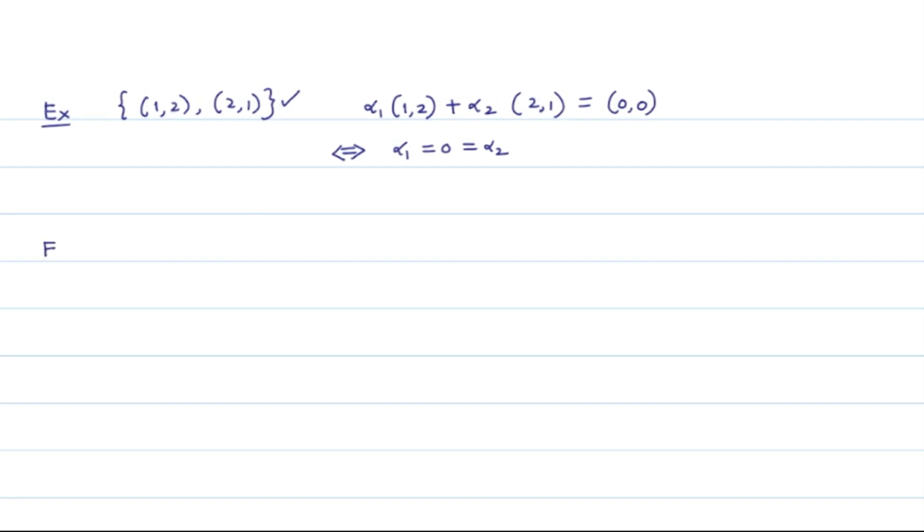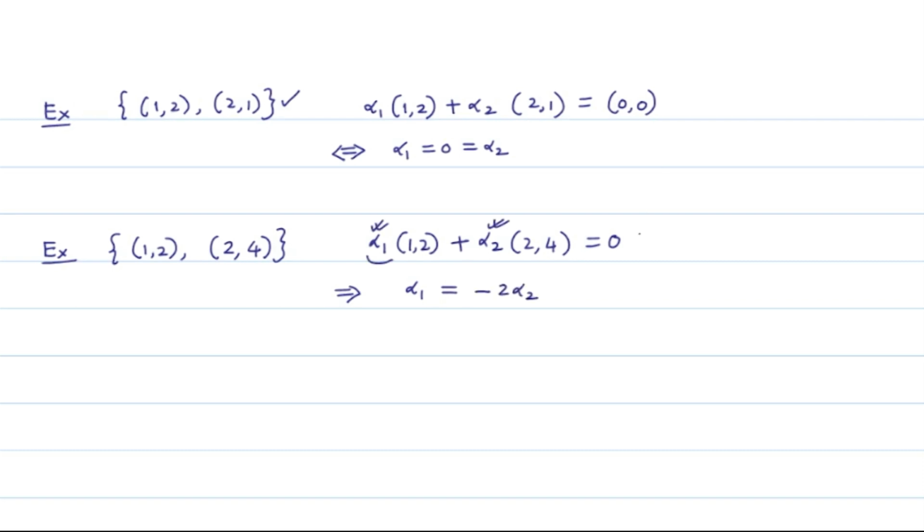If we consider, however, this example, say the set consisting of (1, 2) and the vector (2, 4), then we see that this equation equal to 0 is valid for any real numbers alpha 1, alpha 2 satisfying alpha 1 equals minus 2 alpha 2. So this equation has a non-zero solution. For instance, we consider alpha 1 equal to minus 2 and alpha 2 equal to 1, and hence this set is linearly dependent.